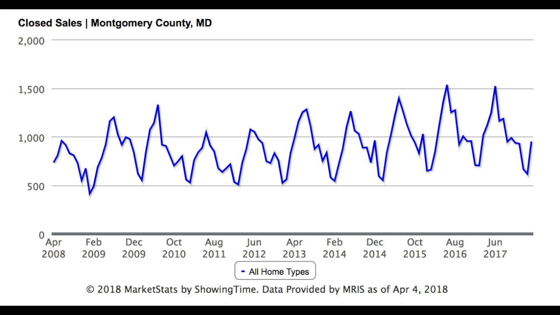Real estate is also seasonal, with the highest number of sales in the spring and summer months, and then decreasing in fall into winter. So let's take a look at this chart here. This is Montgomery County sales for the last 10 years. You can see that regular seasonality with the peaks in the spring and summer months.